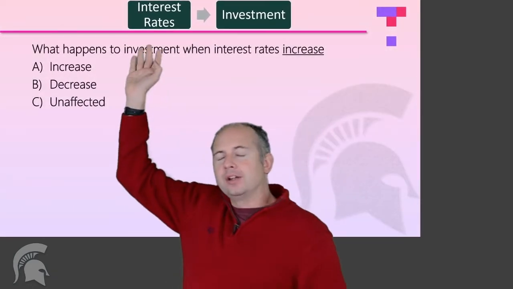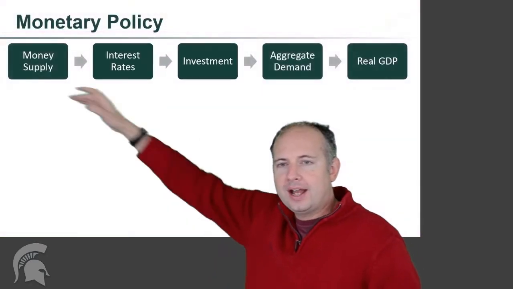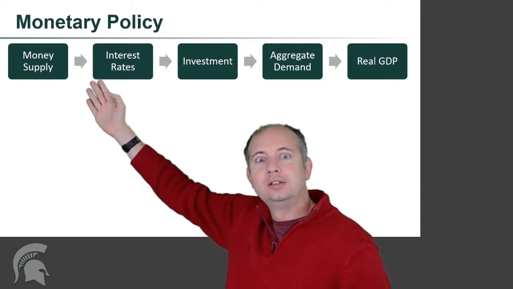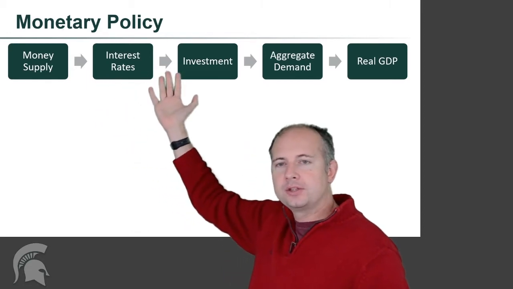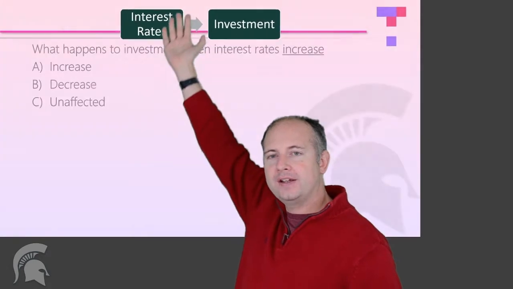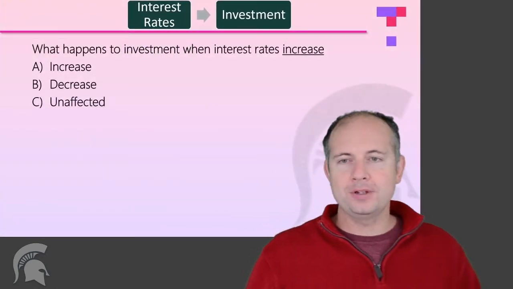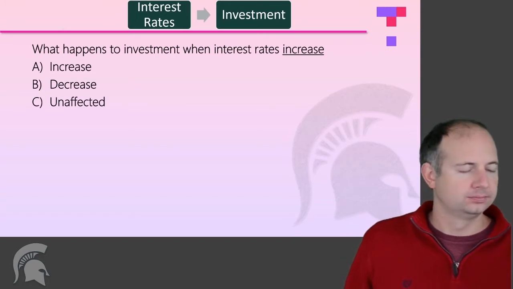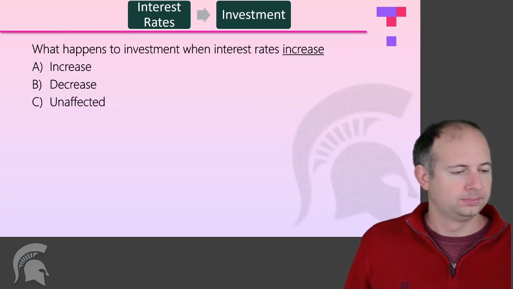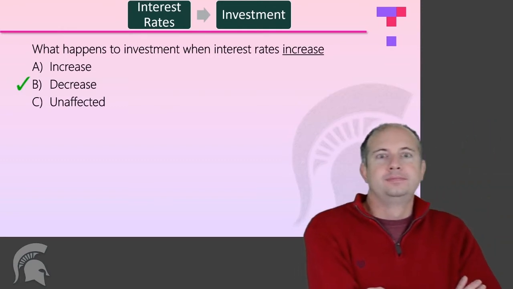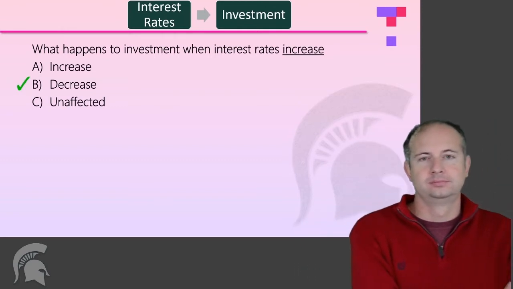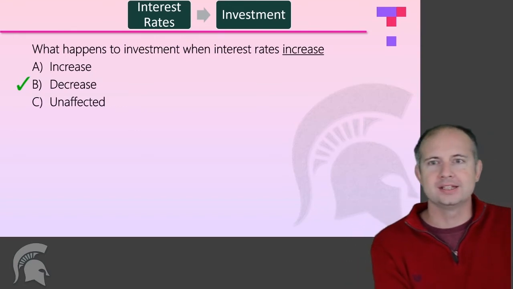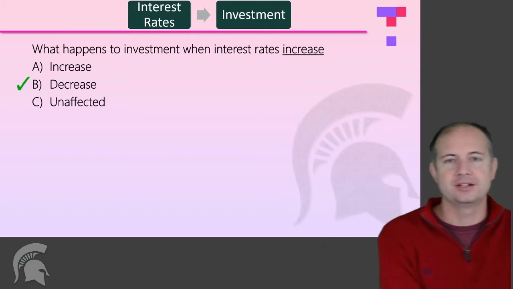So next thing we're going to look at, so we just determined how money supply affects interest rates. Now let's look at the relationship between interest rates and investment. So what happens to investment when interest rates increase? So why is it that when interest rates increase, investment decreases?